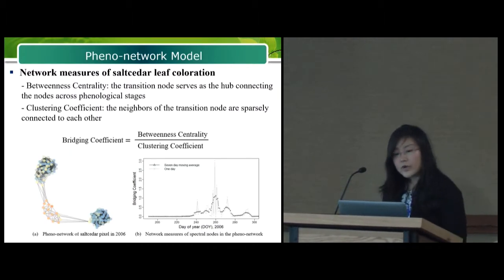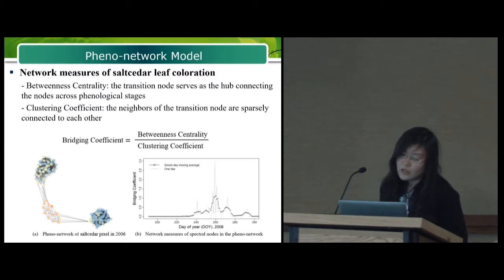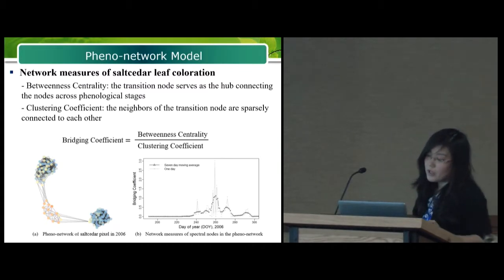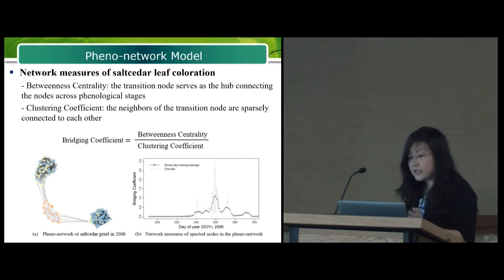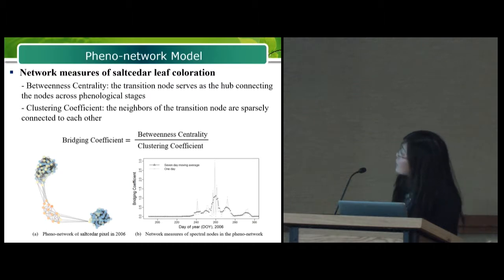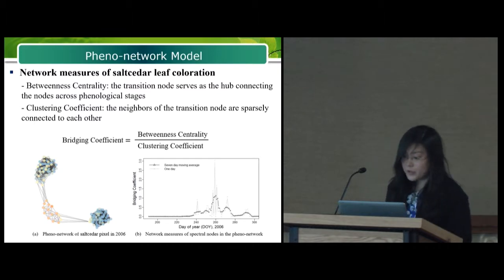After that, we also developed a new network measure called the bridging coefficient. That is the ratio of the betweenness centrality to the clustering coefficient, used to detect the nodes in the leaf coloration period. Usually, the nodes there serve as hubs connecting nodes across the phenological stages, with a high betweenness centrality value. Also, the neighbors of those transition nodes are usually sparsely connected to each other because of the rapid change of the spectral information during this period.